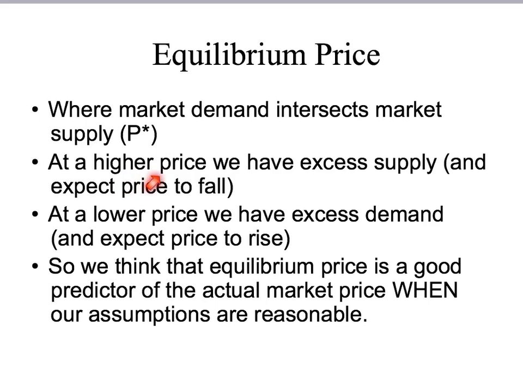Why? Well, if there's a higher price, we expect excess supply and the price to fall. If there's a lower price, we have excess demand and we expect the price to rise. So the equilibrium price is a good predictor of the actual market price when our assumptions are satisfied, when they're reasonable, for price-taking consumers, for price-taking producers, and when our dynamic assumptions are satisfied, the equilibrium price will be a great predictor of the actual market price.